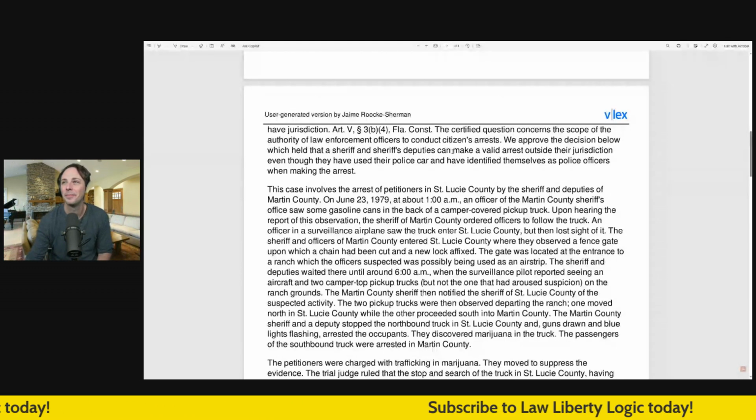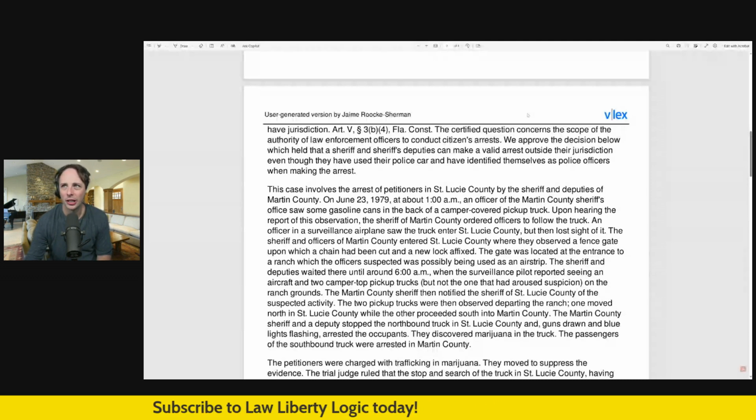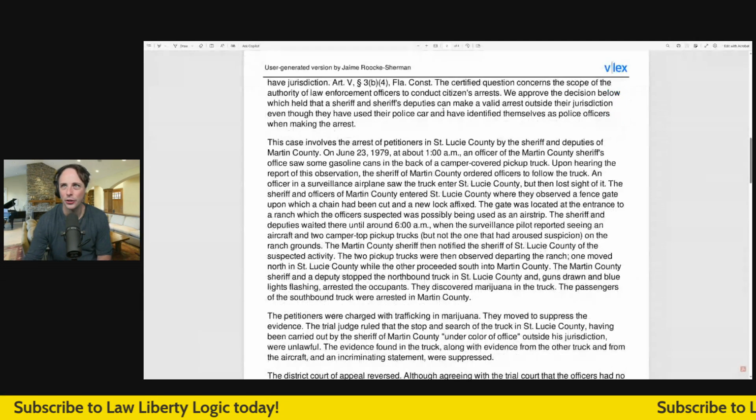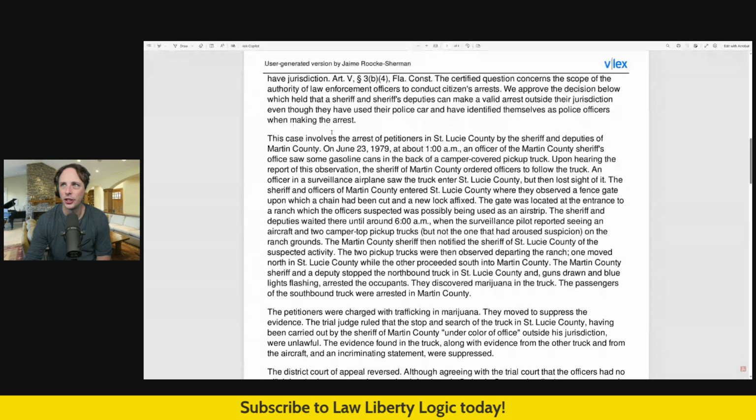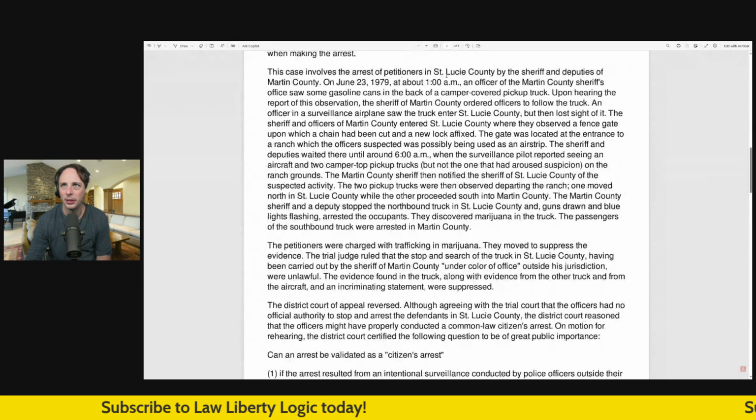So it says, we approve the decision below, which held that a sheriff and sheriff's deputies can make a valid arrest outside their jurisdiction, even though they have used their police car and have identified themselves as police officers when making the arrest. This case involves the arrest of petitioners in St. Lucie County by the sheriff and deputies of Martin County.